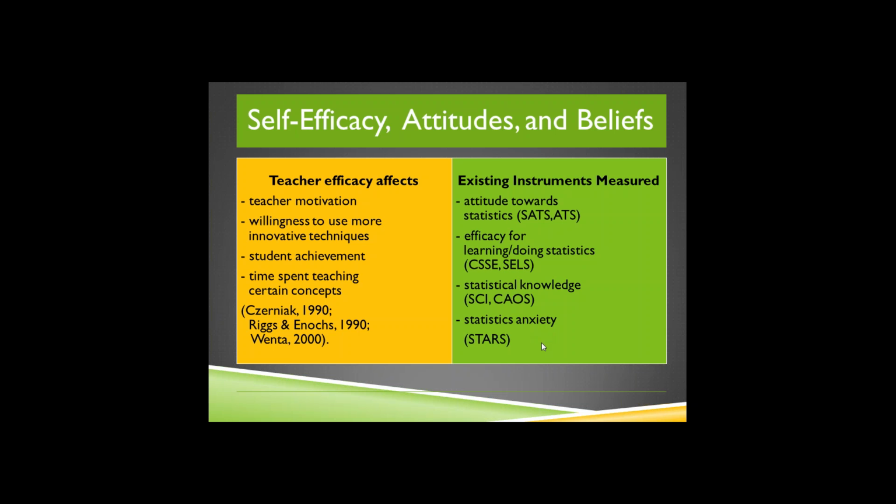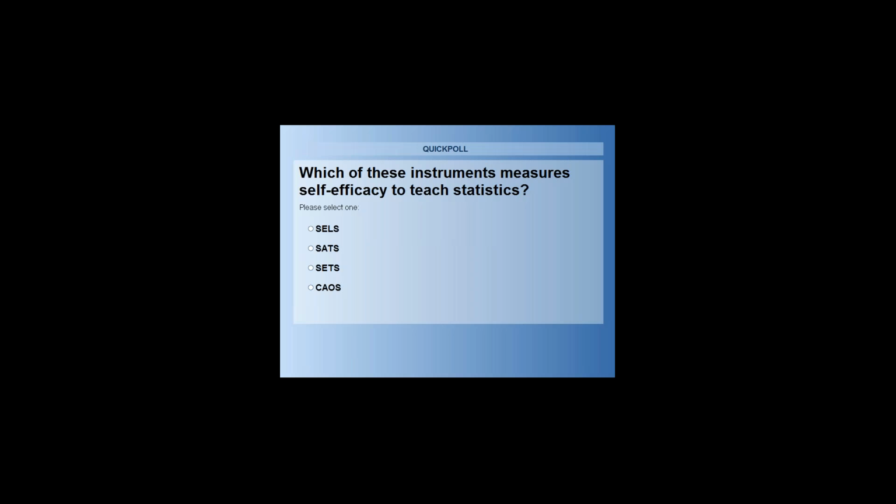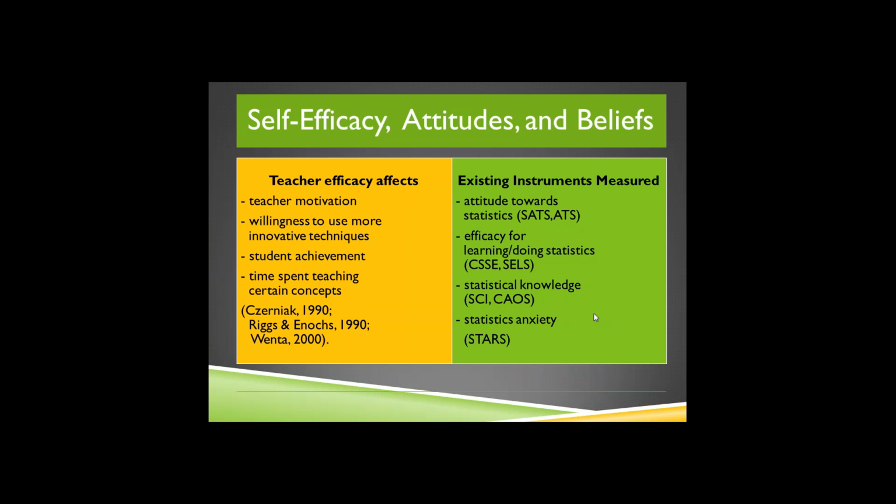We have another quick poll for you. We have a lot of acronyms going on in that last slide, and so we'd like to know which of these instruments, the CELS, SATs, SETs, or CHAOS, measures self-efficacy to teach statistics. Please choose the one that's correct. That was an easy question if you read the title of our paper. Obviously the answer is the SETS instrument.